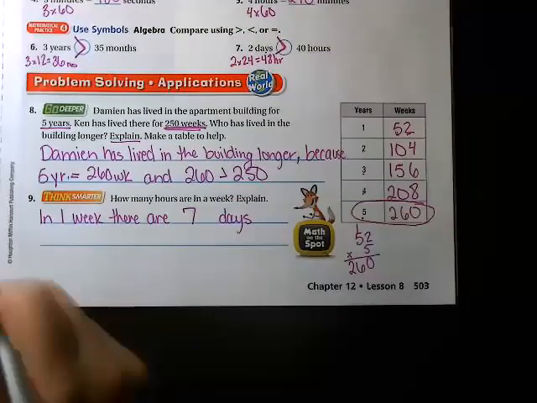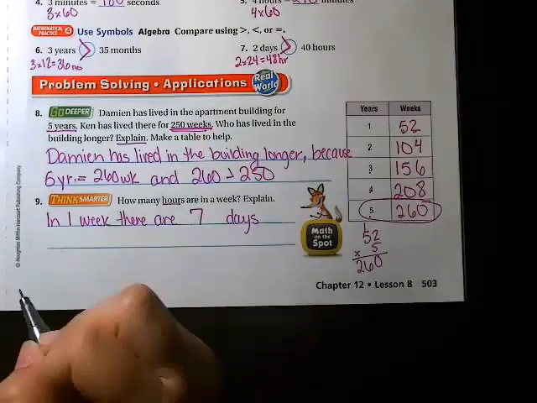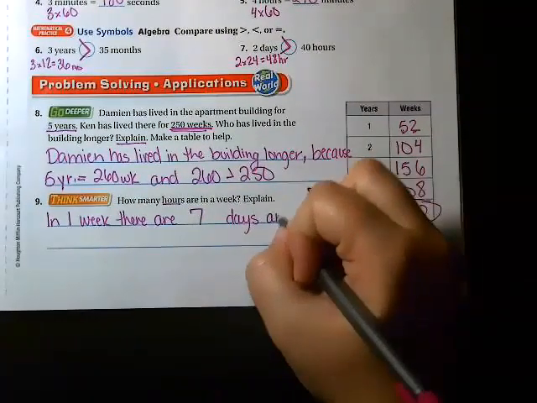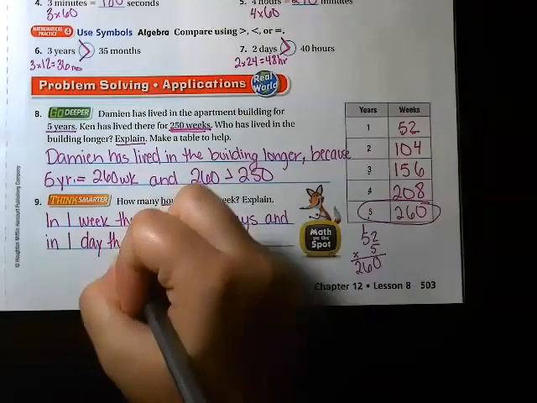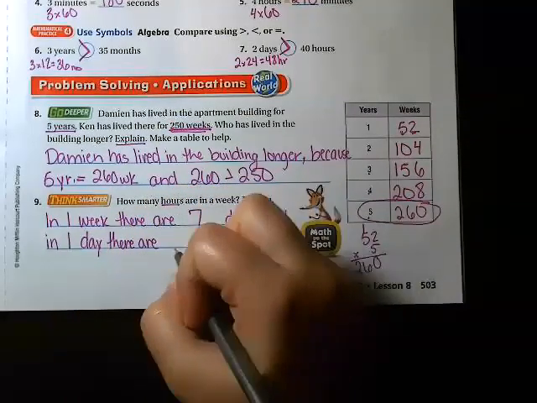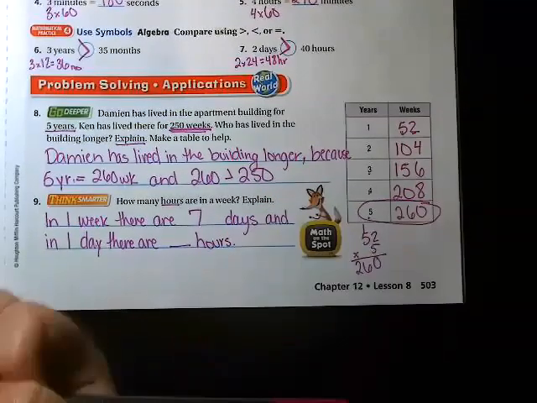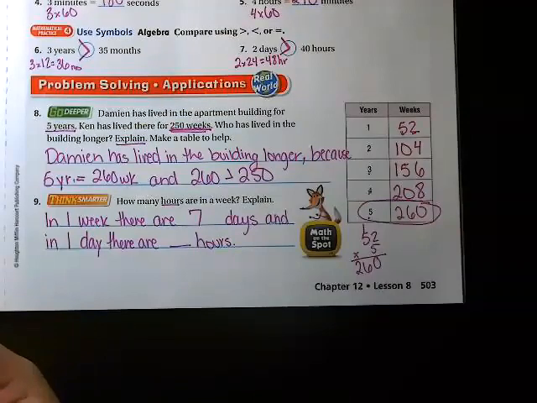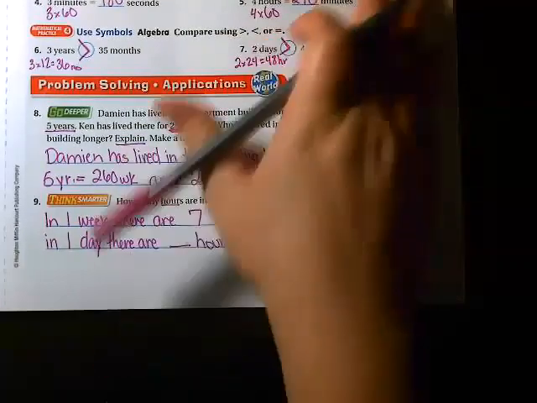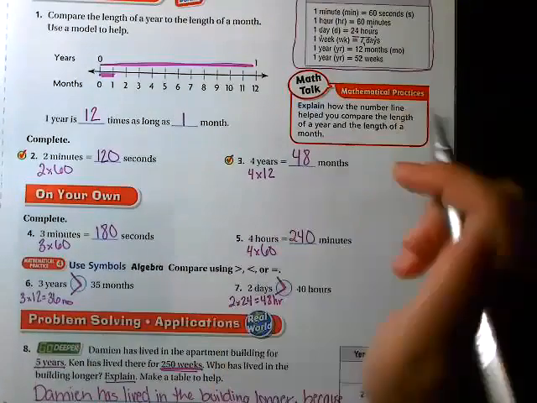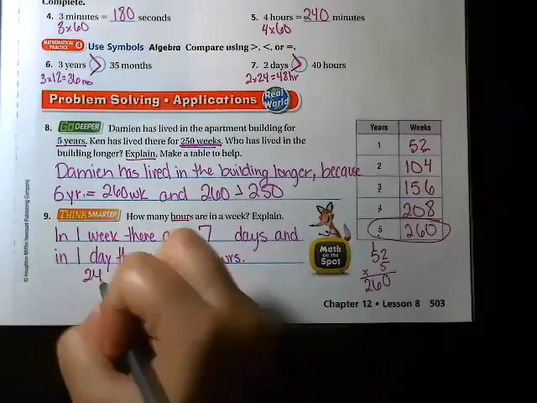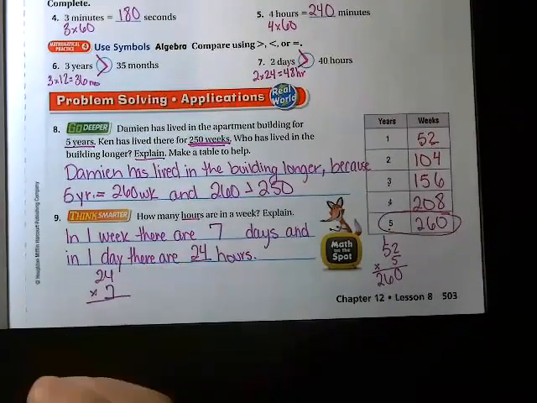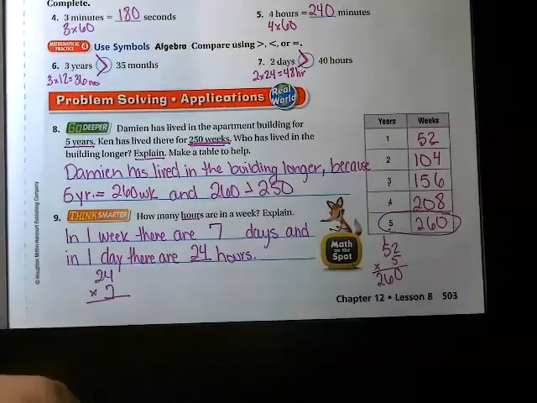Okay, and in a day, how many hours are there? Because we want to get down to hours. So we'll put and in 1 day, there are how many hours? How many hours are in 1 day? Slide back up. Okay, in 1 day, there are 24 hours. Okay. So I would do 24 times 7 to find how many hours are in my 1 week.